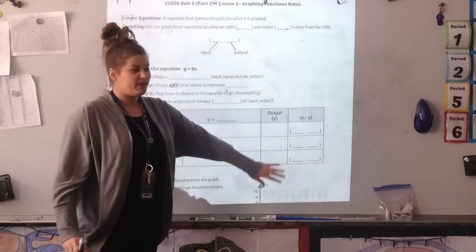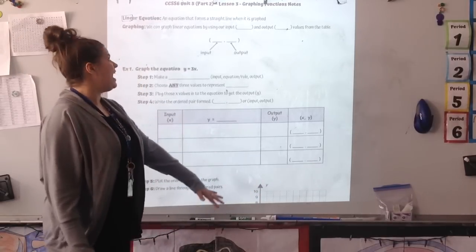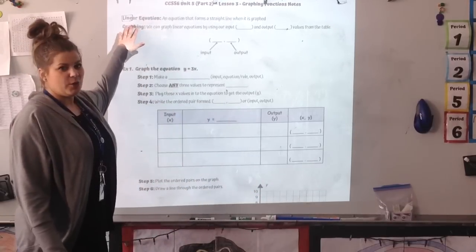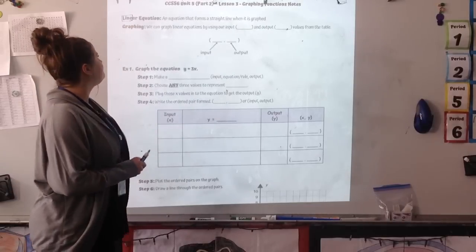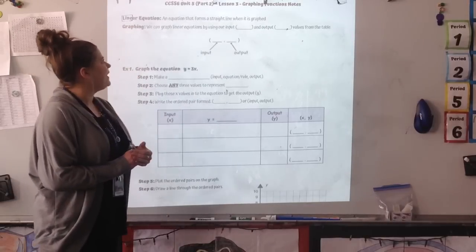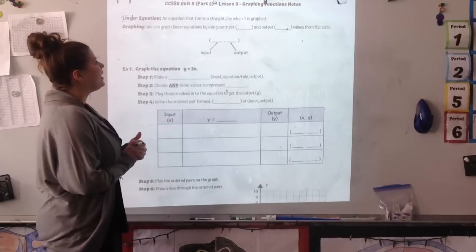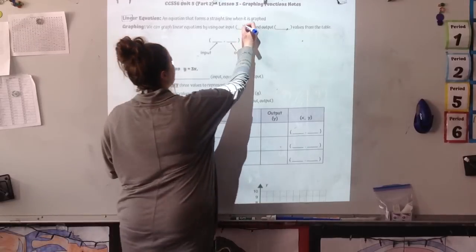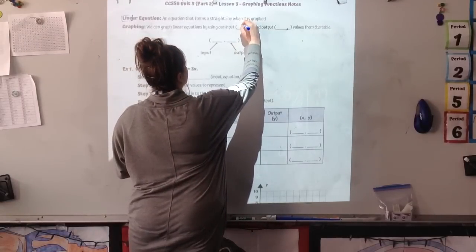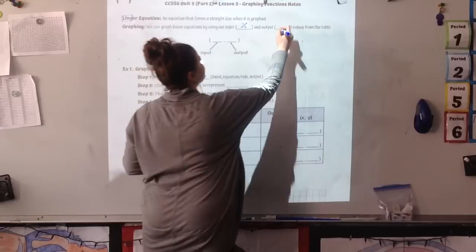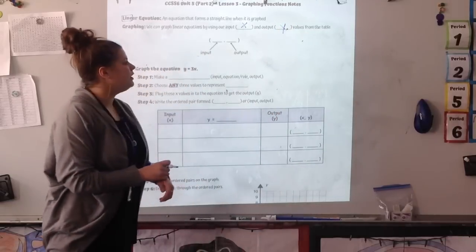Remember that for later, because if you end up graphing something and it's not a straight line, or it's not showing that it's linear, you did something wrong. When we're graphing, we graph linear equations by using our input, which is our x value, and output, which is our y value, from the table.